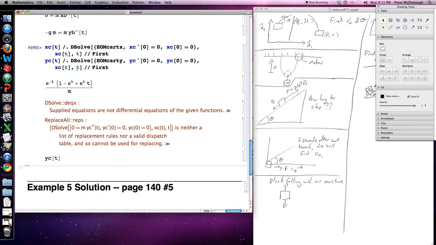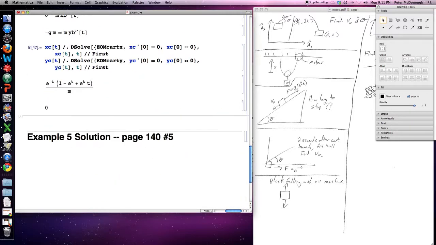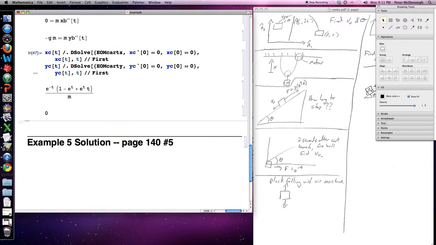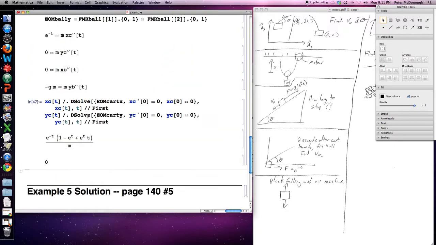Y of c, what did I screw up? Oh, I forgot to change that. So 0. So our y of c is always 0. Hey, that's correct. That's good. Everything is tracking well. So now here's the tricky part.